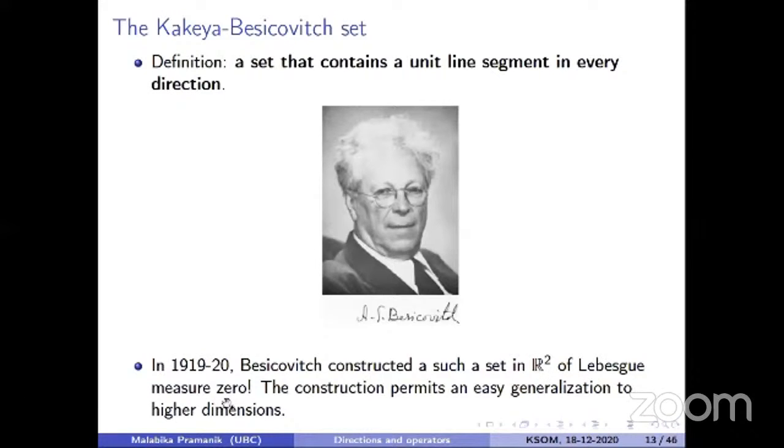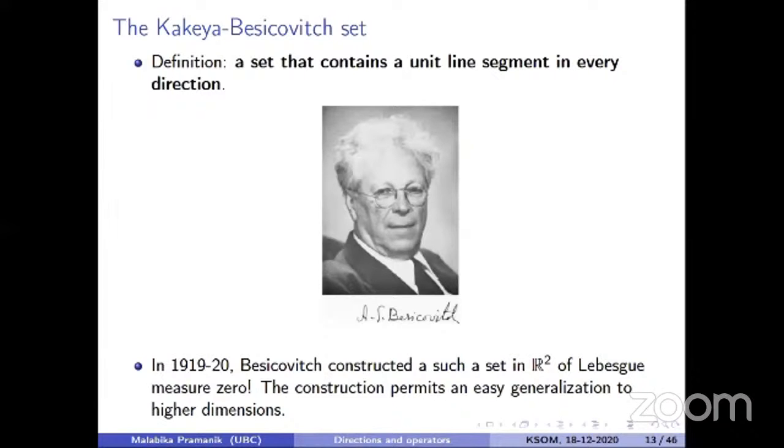His construction permits an easy generalization to higher dimensions. For the purpose of this talk, we will call a set that contains a unit line segment in every direction a Kakeya-Besicovitch set, or a KB set for short.